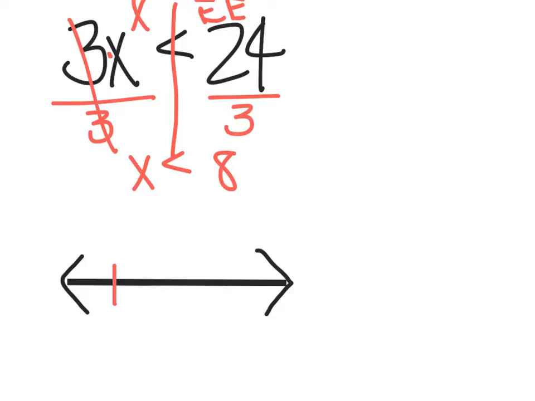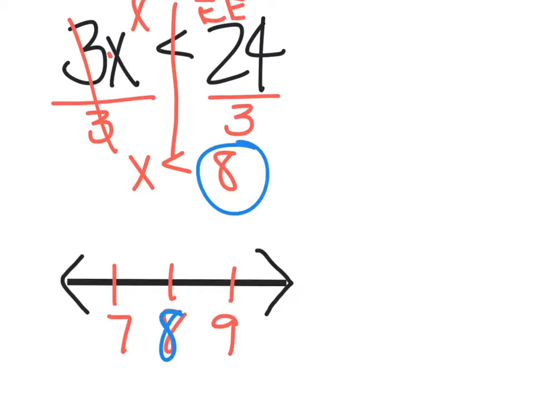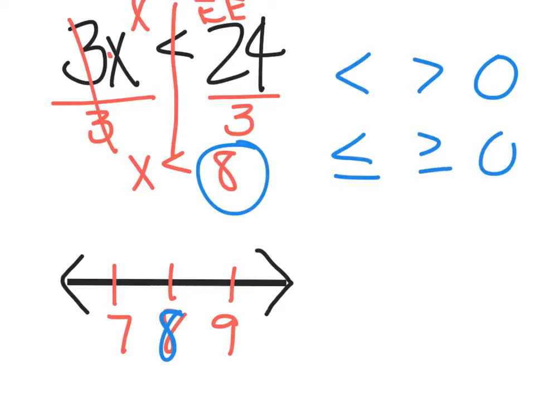So on our number line, we're going to put three numbers. We always put 7, 8, and 9. So we put whatever the answer was in the middle. So 8 goes here in the middle, and we put one number below it and one number above it. Recall our signs. If it's a less than or a greater than, we're going to use an open circle. If it's a less than or equal to or a greater than or equal to, we're going to use a solid filled in circle. So in this case, our circle needs to be open.